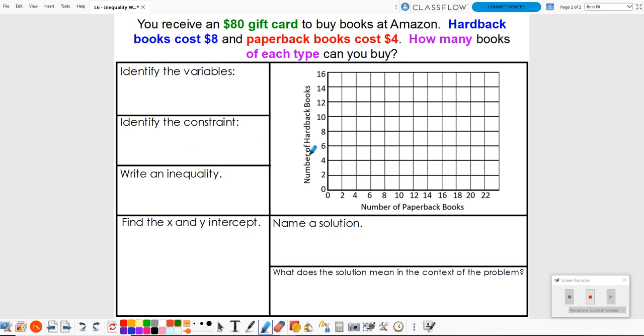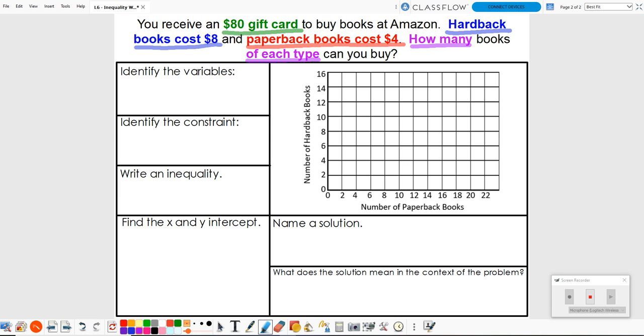Okay, so let's look at a scenario here. In this problem, you received an $80 gift card to buy books at Amazon. And there are two types of books you can buy. We can buy hardback books, which cost $8 each, or you can buy paperback books. And those paperback books are going to cost $4 each. But remember, we only have $80 to spend. The question you're going to be asked is, how many of each type of book can you buy?